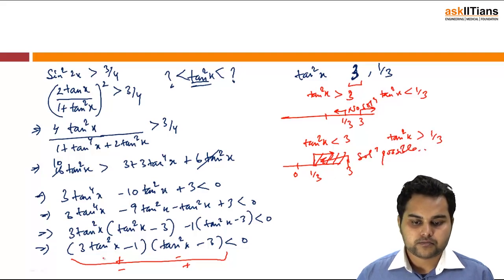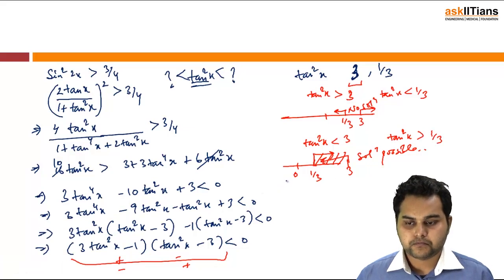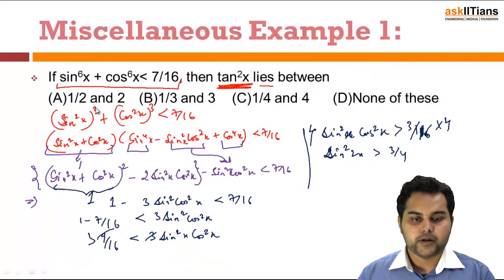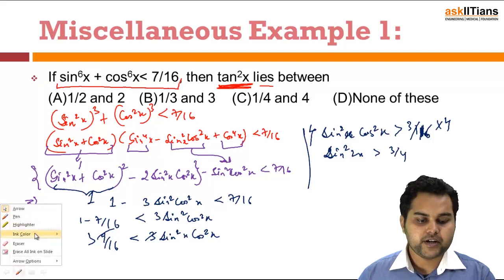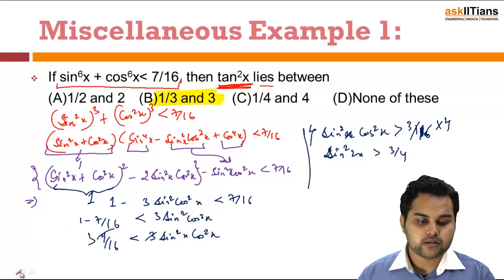I would get tan square x lying between 1 by 3 and 3. Now let's have a look at the options that we had. So that's 1 by 2 and 2, 1 by 3 and 3, 1 by 4 and 4, and none of these. And we have to find out between which of these two the value would lie, so that we got 1 by 3 and 3. So option B is the correct option for our question. I'll mark it as 2.